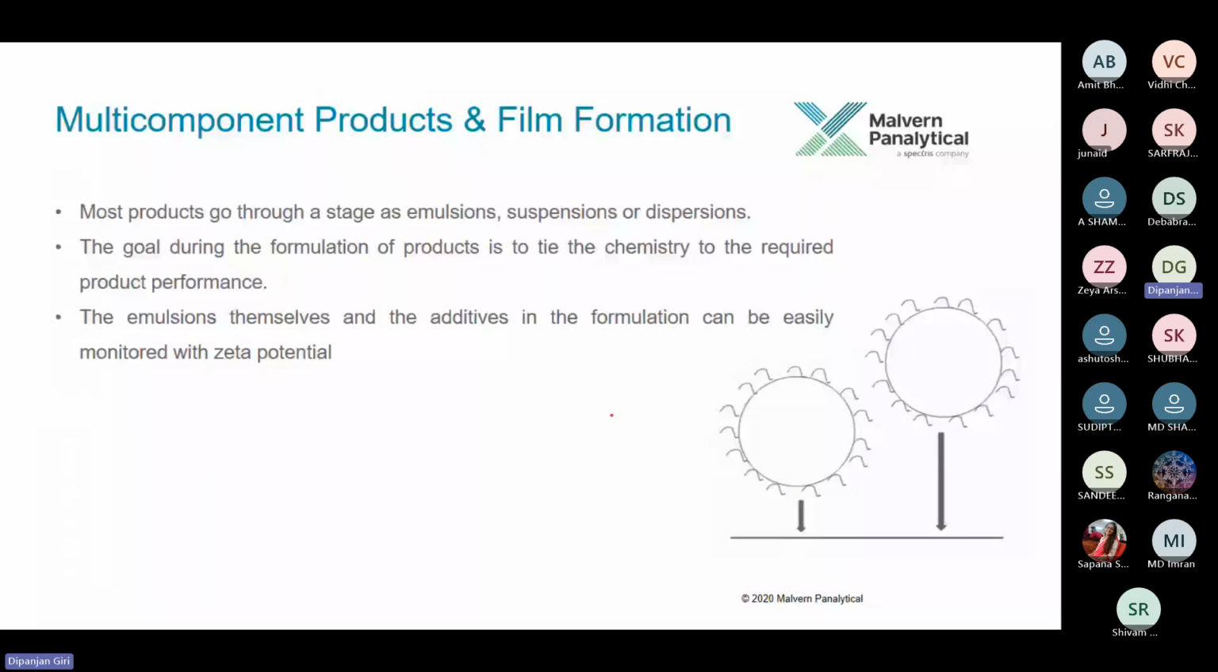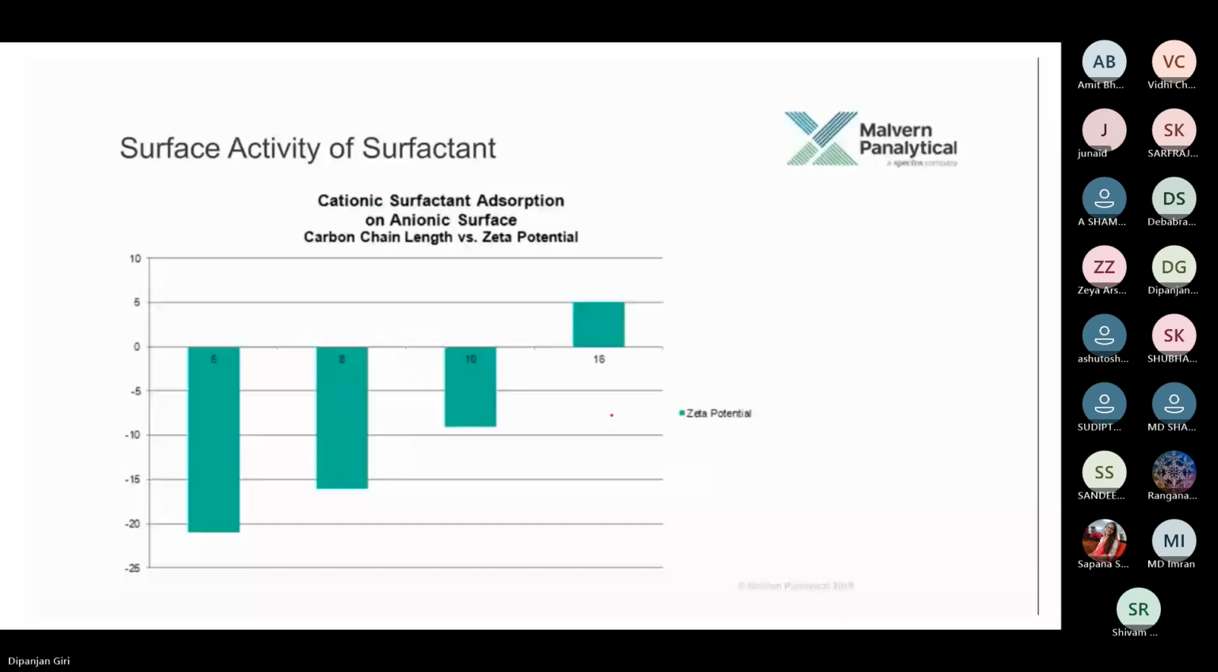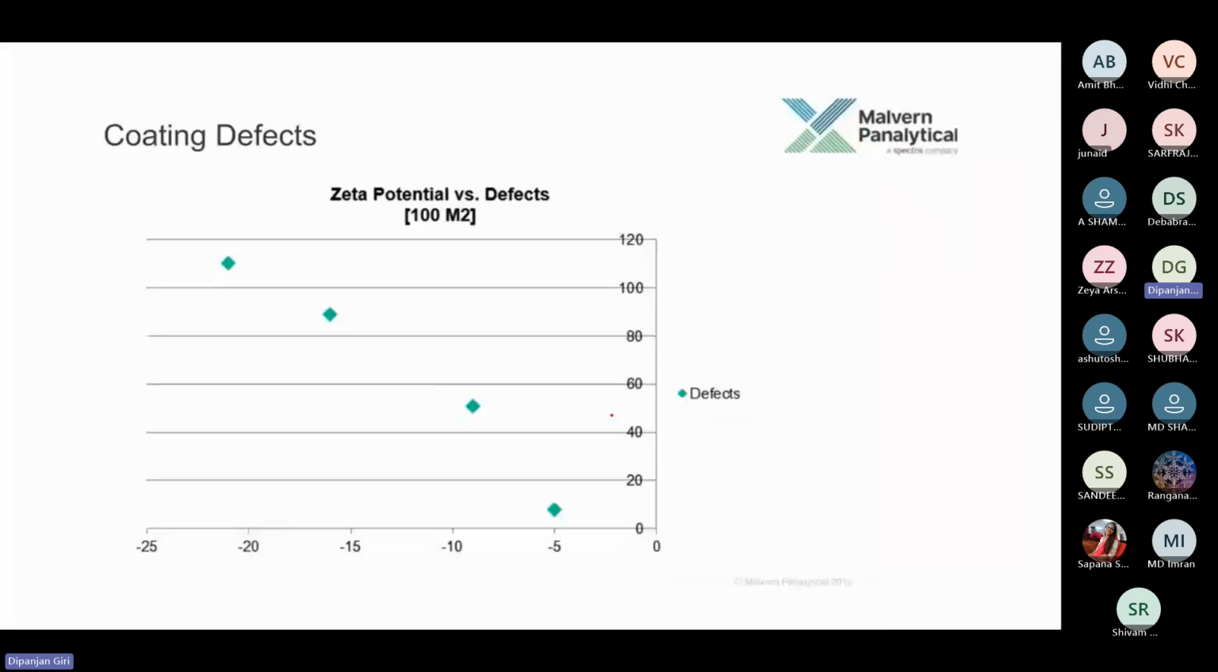So in multi-component products, the film formation, the emulsions themselves, and the additives in the formulation can easily be monitored with the zeta potential. Each component you can get. This is one example of the variation of the zeta potential with the surface activity of the surfactant. This is an anionic surface, and on that, the adsorption of the cationic charged substance with a carbon chain length varying from 6, 8, 10 to 16, and you see these are the zeta potential values.